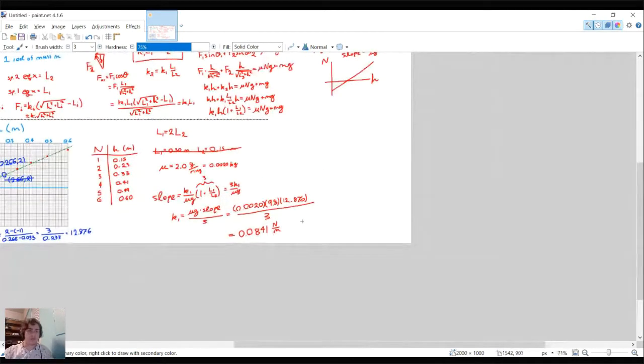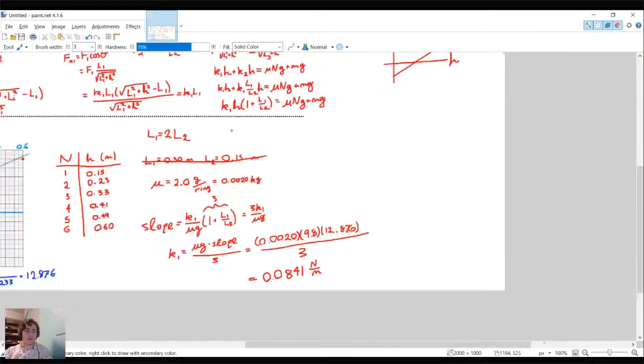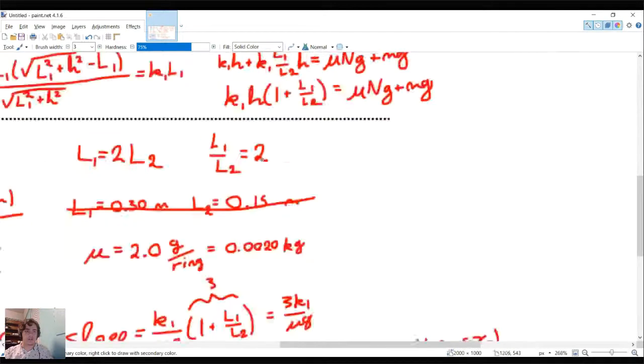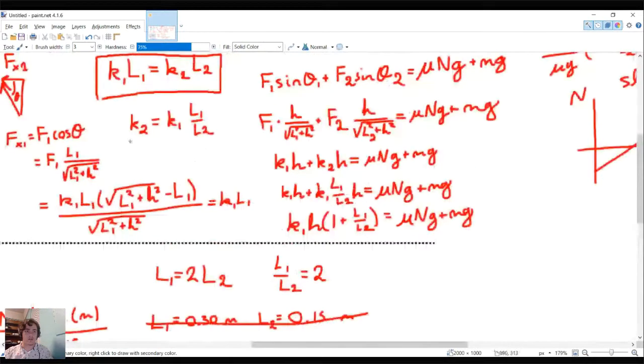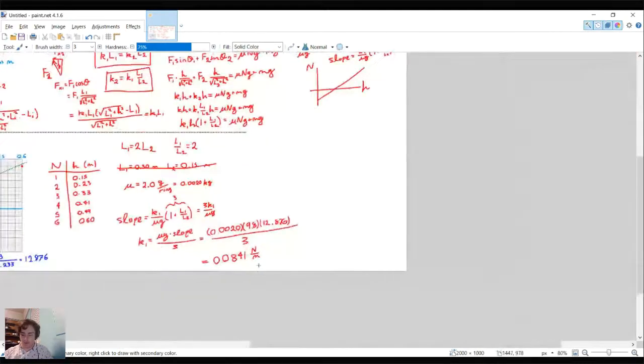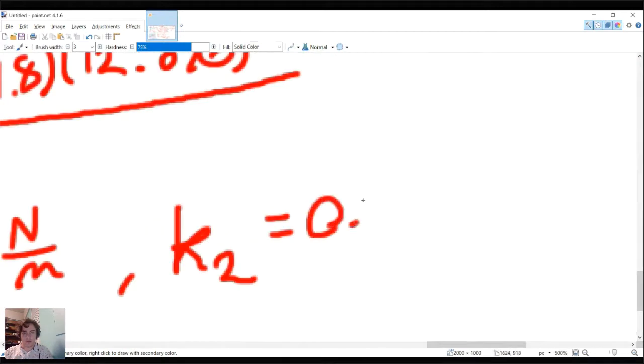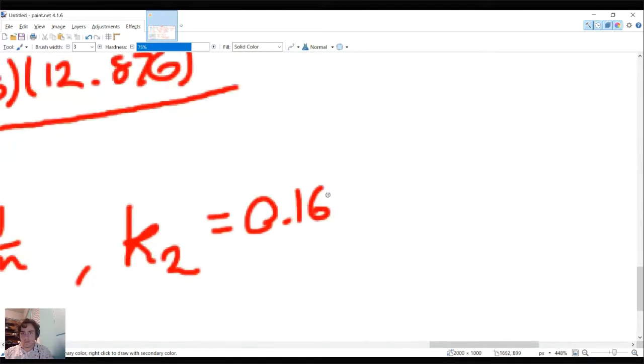And then we also have the expression for the second spring constant. So L1 over L2, just by this expression, is equal to 2. So the second spring constant from this relation right here is twice this value. So we get K2 is equal to 0.168 newtons per meter.